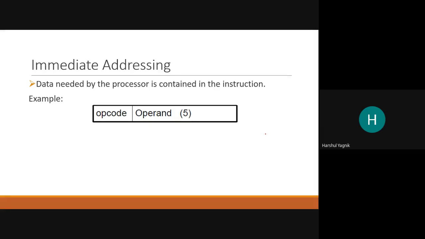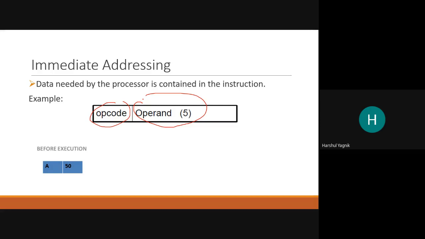Here, one operand is in the instruction itself, the operand on which the operation is to be performed. So the format is something like this. There is an opcode and the operand. Here, address is not given. Whenever there is an immediate addressing mode, the instruction will not have the address of the operand. Rather, the instruction has the operand itself.